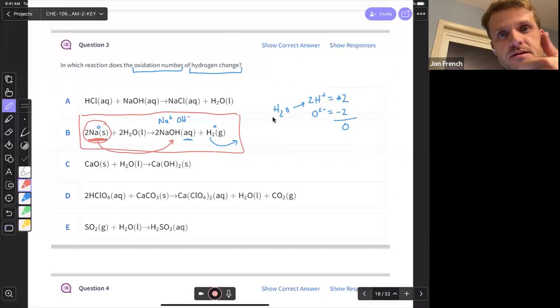Yeah, any elemental solid. The only things that should have charge are aqueous, because that means they can be in solution as ions, and ions are what are charged. So if it's a solid, a liquid, or a gas, the charge should be 0. It should be neutral.